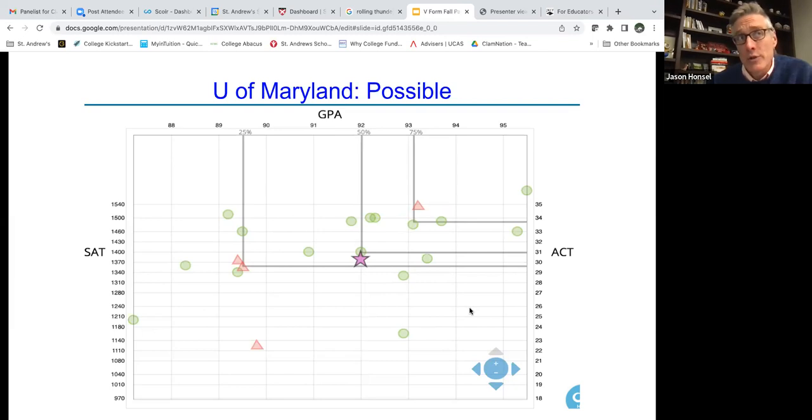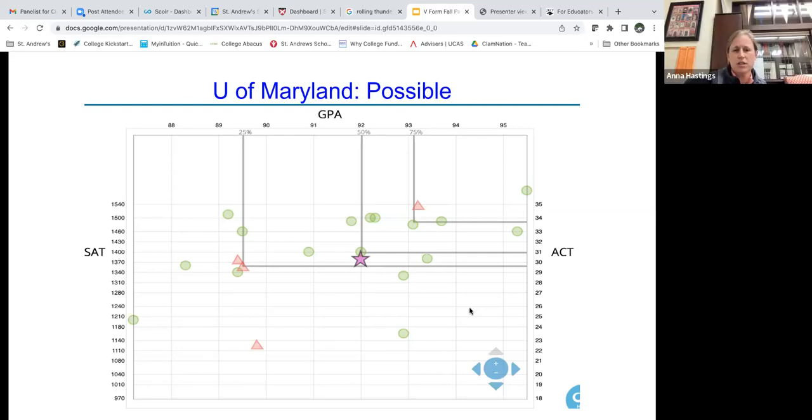Now, what's made it a little tricky in recent years, as we've talked about in past conversations, is that students can apply test optional. And so sometimes you'll see a student who got in with maybe much lower testing, and in all likelihood, that is a student who applied test optional. So if we look at this chart for the University of Maryland, someone just asked if the red triangle indicates a student who has been denied, and the answer to that question is yes.